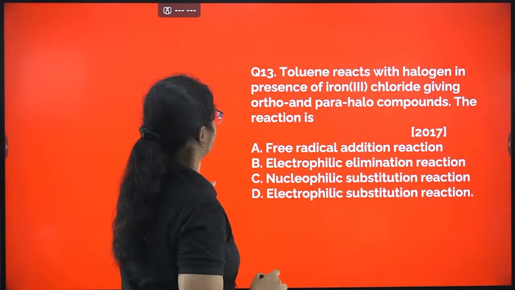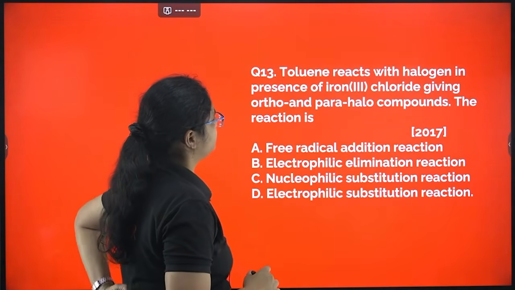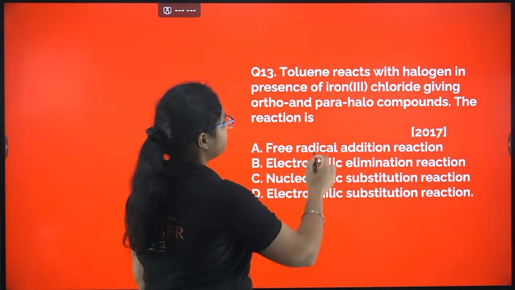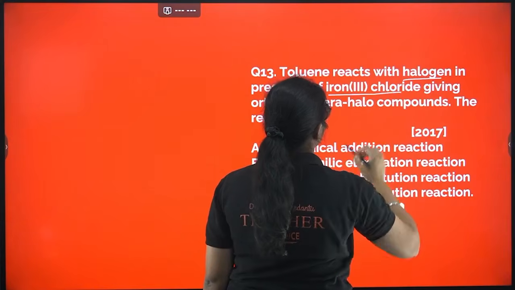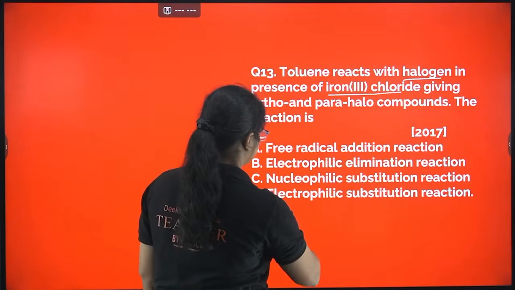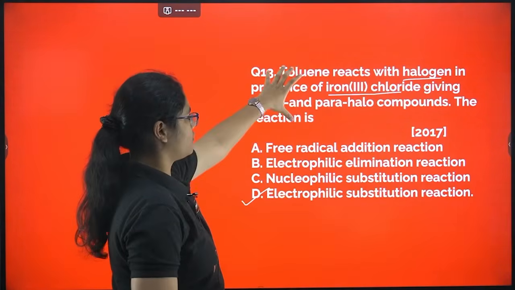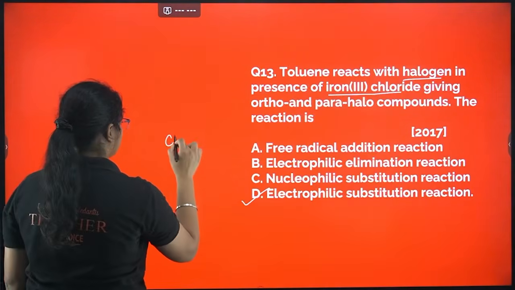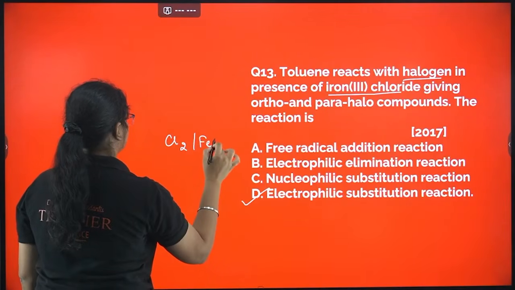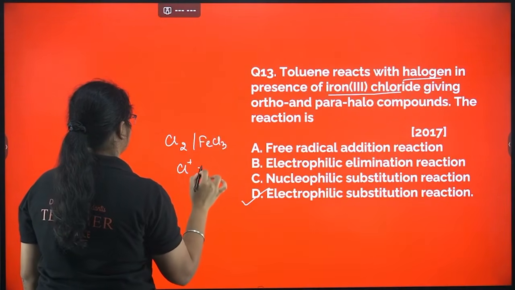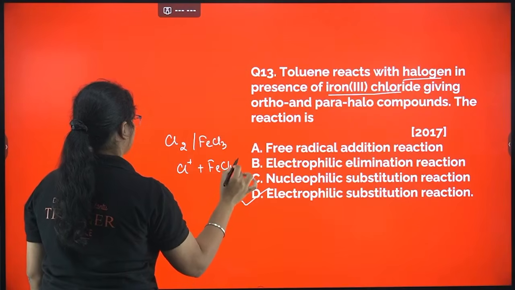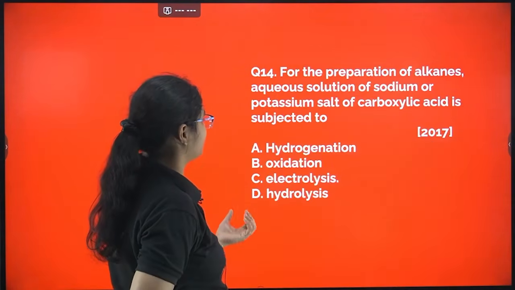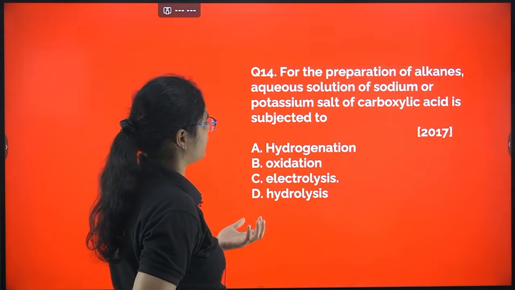Next is toluene reacts with halogen in the presence of iron 3 chloride giving ortho and para halo compounds. So toluene reacts with halogen in presence of iron. This is your electrophilic substitution reaction, option number D. When you take halogen with iron chloride, if you have Cl2 in FeCl3, that will give you Cl plus and FeCl4 minus.